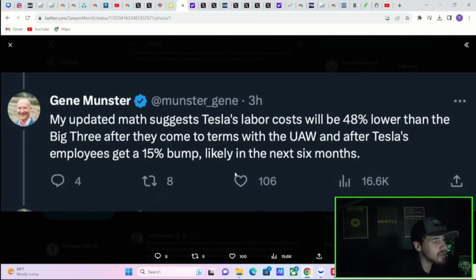As Gene Munster says, my updated math suggests Tesla's labor cost will be 48% lower than the big three after they come to terms with the UAW and after Tesla's employees get a 15% bump, likely in the next 6 months. This is all around bad news for especially Ford, but also GM and Stellantis.